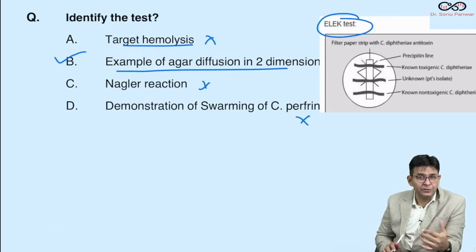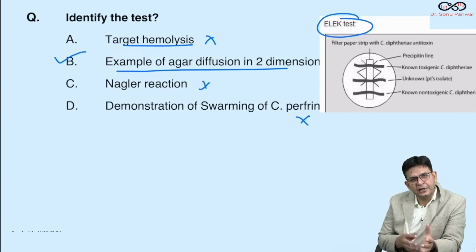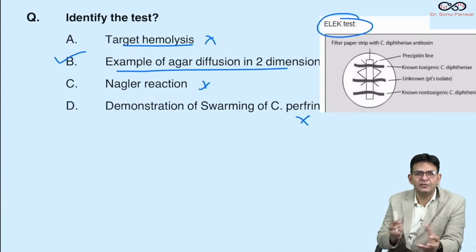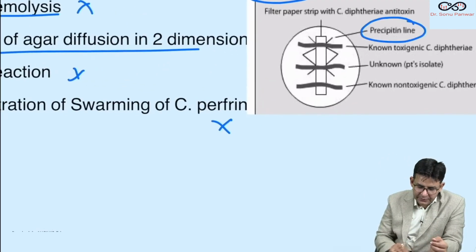And if somebody asks you which type of diffusion? Double diffusion in 2 dimensions. It means only in 2 dimensions you can measure; 3D you can't measure. So that's why you say it. And what is it? Toxin antitoxin action. It produces precipitation lines, as you can see in this, these lines are there.